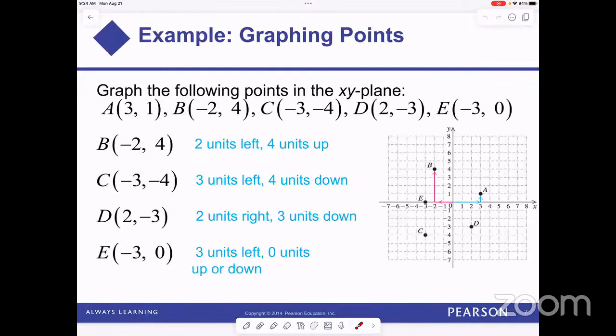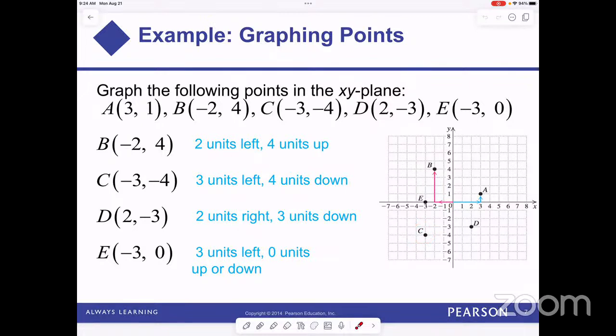Graph the following points in the XY plane. This one I feel is not too difficult, so that's why I left all the details there. For instance, A is the ordered pair 3, 1. So start at the origin, go right 3 and then up 1, and you see A is plotted there. For B, we go left 2 and up 4. There's B. C is left 3 and down 4. Notice C is there, and so on. We're going to be using this a lot, pretty much the entire time.